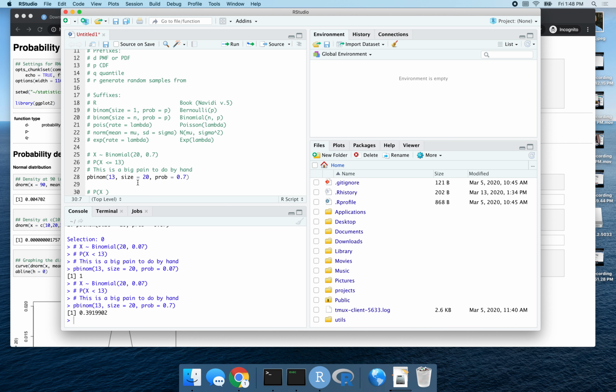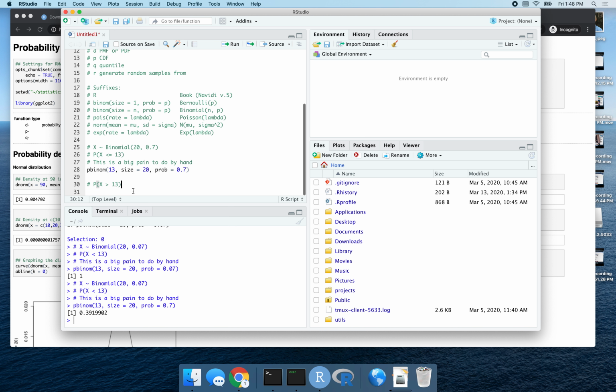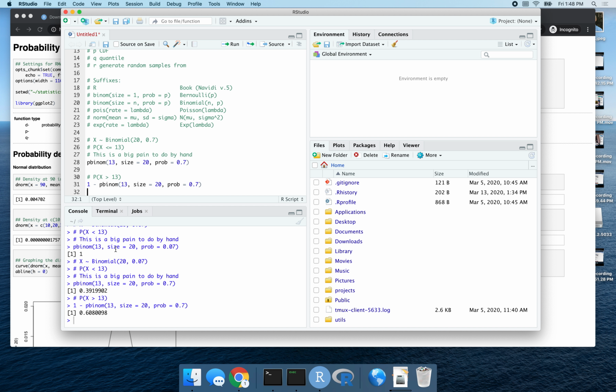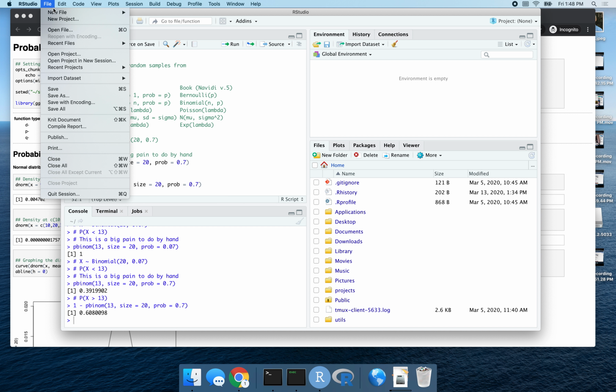The probability that x is greater than 13 now, we can just do arithmetic on this. It's the opposite of that. 1 minus the probability that x is less than or equal to 13. Run this. We can answer those types of questions too. Okay, so you can get very into all this, as you might expect.